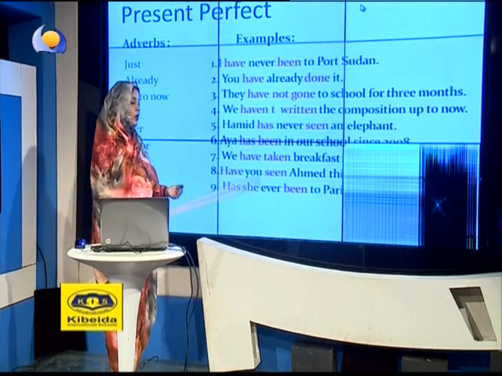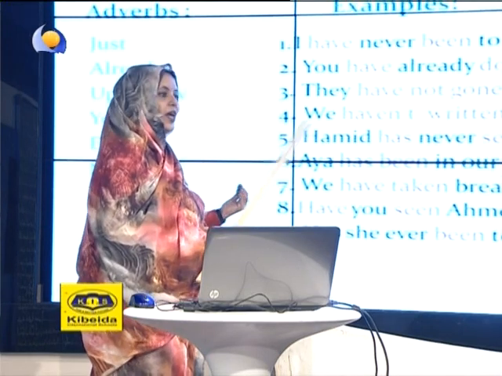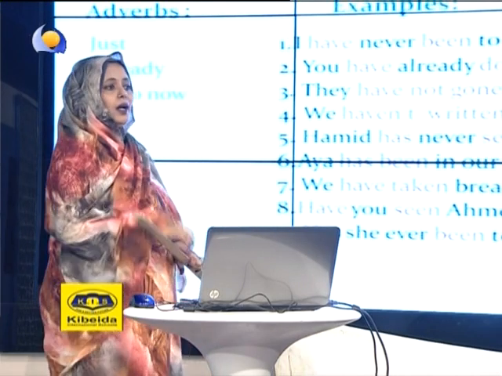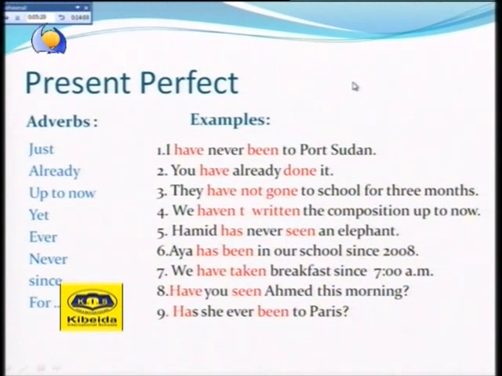Now, what about when we want to form the interrogative? Easily, if you have a helping verb, you put the helping verb at the beginning, then the subject, and then your past participle. Have you seen Ahmed this morning? Has she ever been to Paris? This is how we form it. So again, we use it with just, already, up to now, yet, ever, never, since, and for. Ever is used with questions. I hope it is clear.